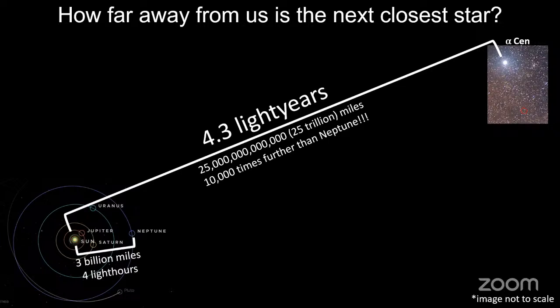We could also measure smaller distances. If you imagine the sun to Neptune, that's about 4 light hours, meaning it takes light about 4 hours to travel from the sun to Neptune. So us to the nearest star, about 4 light years. So we can see the distances are very vast in the universe, and this is again to the closest star. The universe is much, much bigger than that.